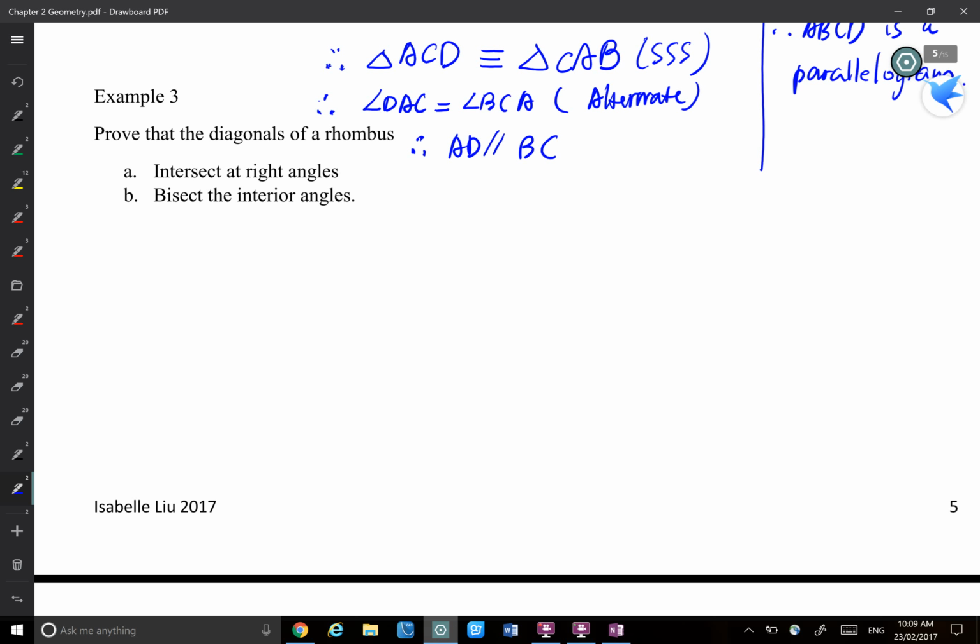Example 3 here. Prove that the diagonals of a rhombus intersect at right angles. You know this quadrilateral is a rhombus already, so you know that the four sides are equal. It's not asking you to prove that the quadrilateral is a rhombus. It's giving you that it's a rhombus and asking you to prove that the diagonals intersect at right angles. The diagonals of a rhombus intersect at right angles and also bisect interior angles. So what I will do is draw a rhombus first.